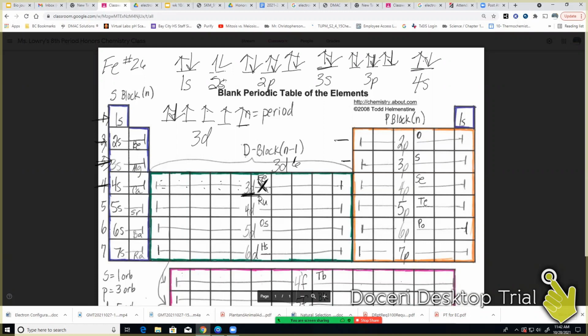All right, now I'm just going to take that and put that in my longhand. So all I'm going to do is replace my arrows with a superscript. So 1s2, 2s2, 2p6, 3s2, 3p6, 4s2, and finally 3d6. That last one's a 3d6, which is where I said I was going to be to begin with.